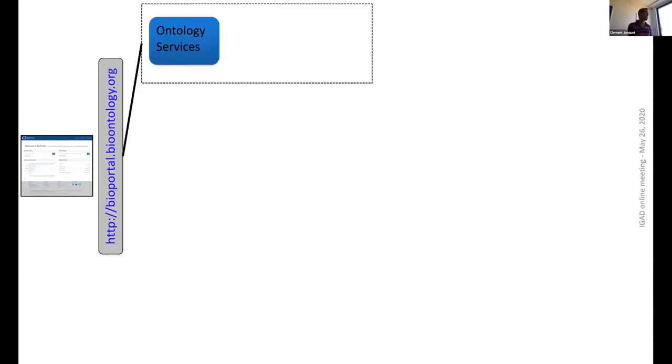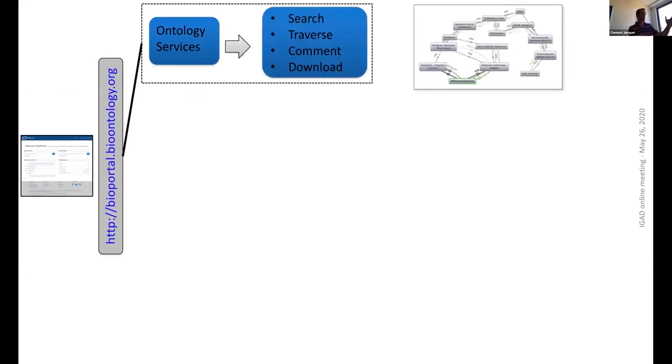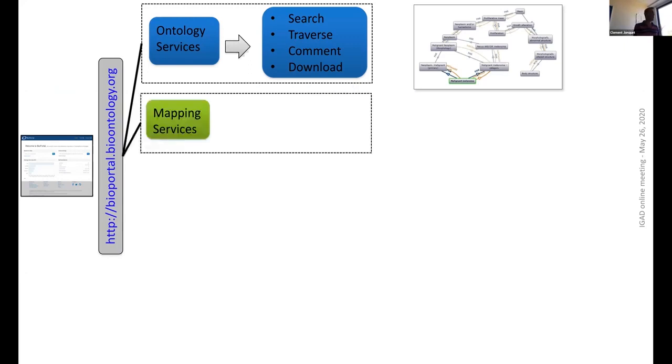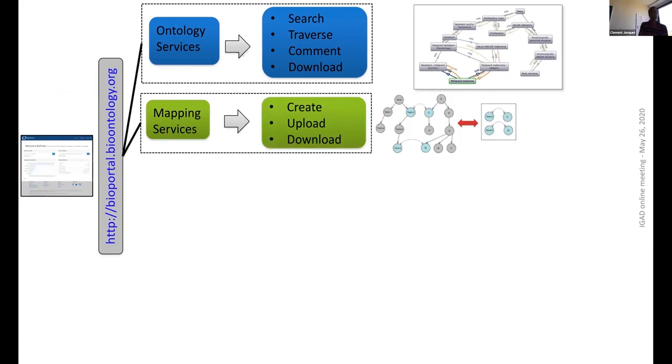Well, AgroPortal, as I said, was based on the NCBO BioPortal technology, and I kept these slides from BioPortal from a long time ago to show the types of services that the platform offers, and we are very close to those services. So you have those ontology services to search, traverse, and comment on ontologies. You have those mapping services that help you to work with creation, but also uploading and maintaining ontology mapping repositories.